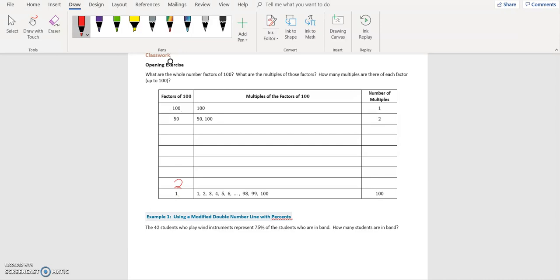And then we have 25, and 25 times 4 is going to give me 100. 20. 20 times 5 will give me 100. And 10. 10 times 10 will give me 100.